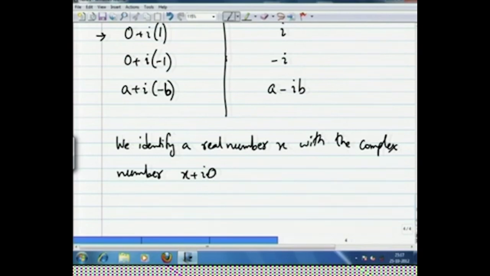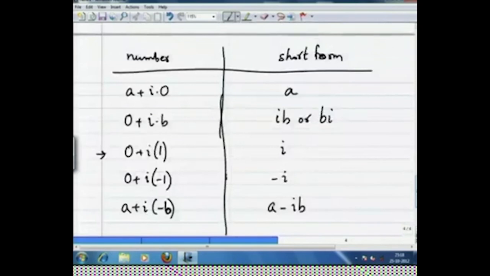Later, we will review the operations on complex numbers, namely complex multiplication and complex addition, and then we will see that these indeed are the complex addition and multiplication. So, for now it is just a symbol, and x plus I times 0 will represent a real number x. And we identify the real numbers with these kind of complex numbers, which in turn have a short form x.